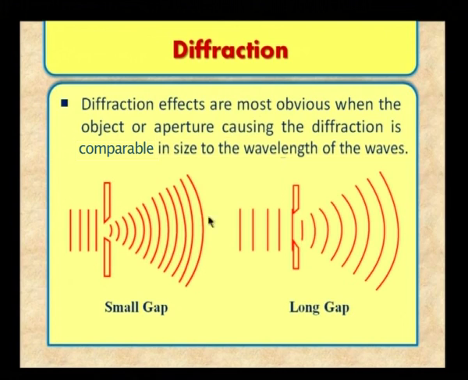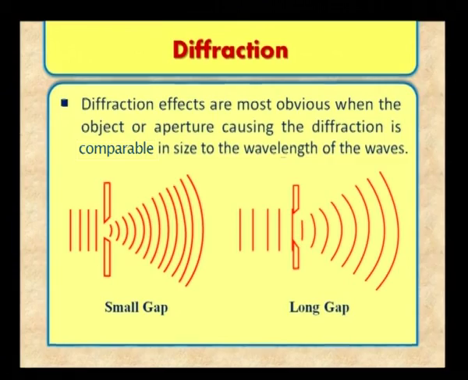You see the curvature is large here, but there the curvature is not so large, because the gap is a long gap. You see a gap here, the sound waves are coming here, the light waves are coming here. The gap is large here, the gap is small there. If the gap is small, the effect will be profound. The diffraction effects are most obvious when the object or aperture causing the diffraction is similar in size to the wavelength of the waves.